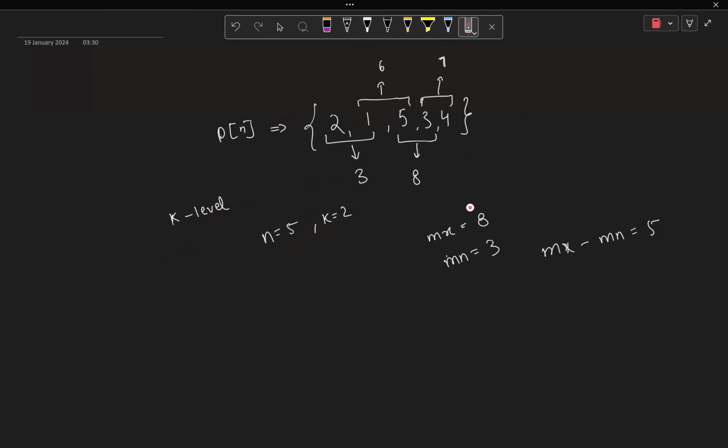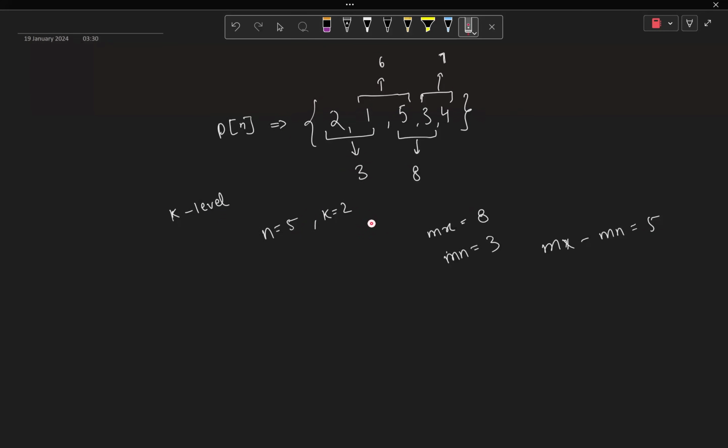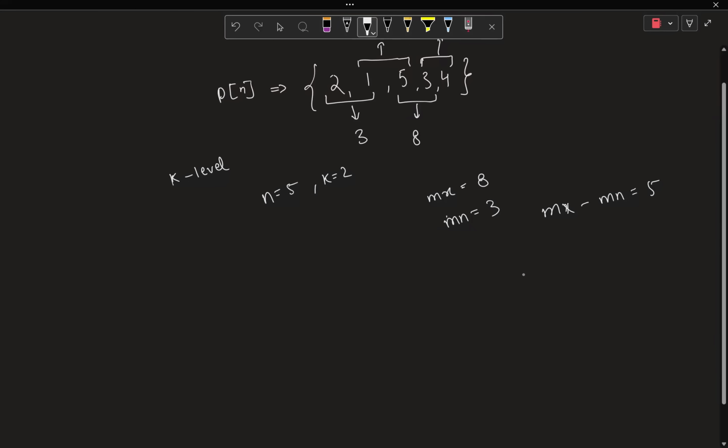So guys, yes or no, whether the problem is clear or not? The max minus min should be less than or equal to k, you're telling. No, it should be less than or equal to 1. Mx minus mn should be less than or equal to 1.